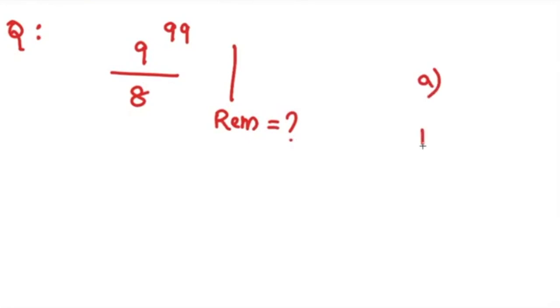And we have option choices here. So options are projected in this way. First option is 8, second option is 9, third option is 1, fourth option is 11. What is the answer is the question. 9 power 99 divided by 8. What is the remainder? Anyone of you. We have not discussed this type yet, but I am asking this question. 9 power 99 is divided by 8. What is the remainder?